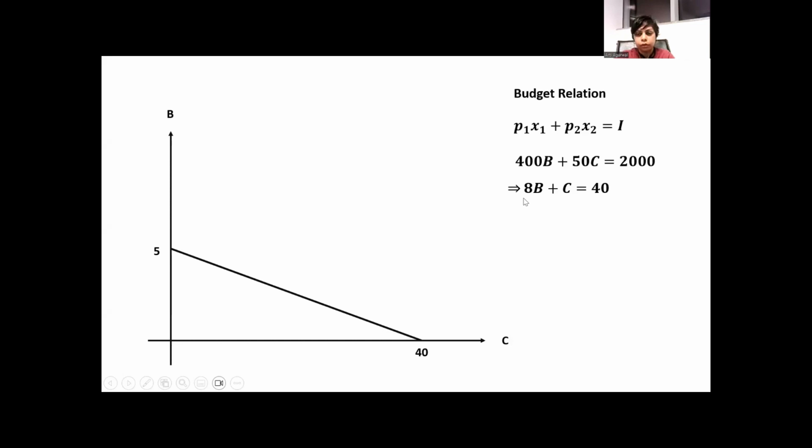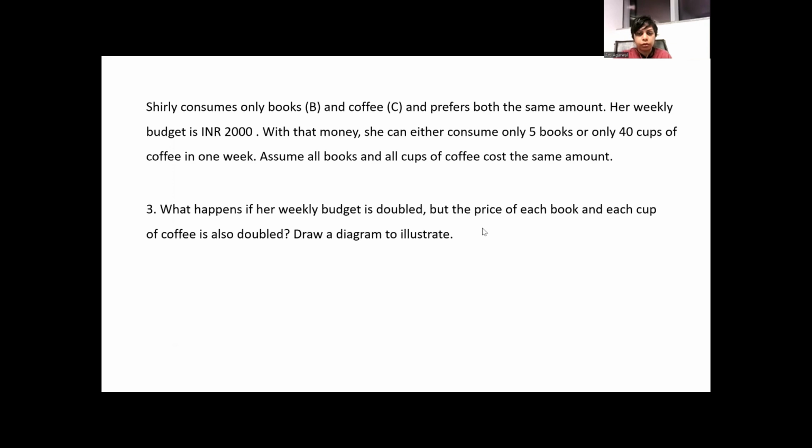Okay, so hopefully you can see the screen. Okay, you can see the screen, I'm hoping. This was the question, right? Now let's go to what happens in the scenario that we double only the budget.